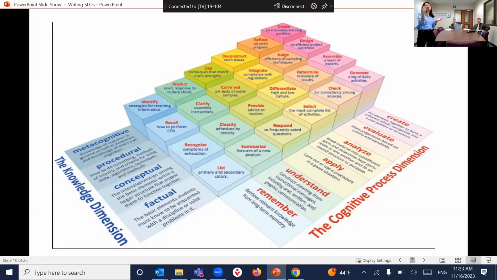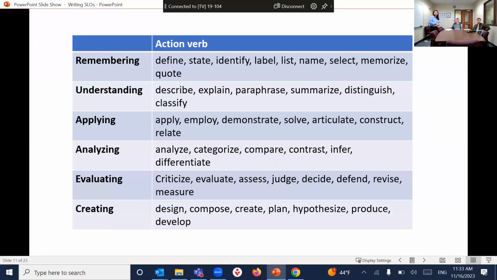For the factual knowledge, students are asked to list, for example, the elements of a human body. So something like that. Anyway, I believe this picture is the best representation of how the cognitive domain is intertwined with the knowledge dimension. And these are the popular action verbs that we can use with different levels of learning.